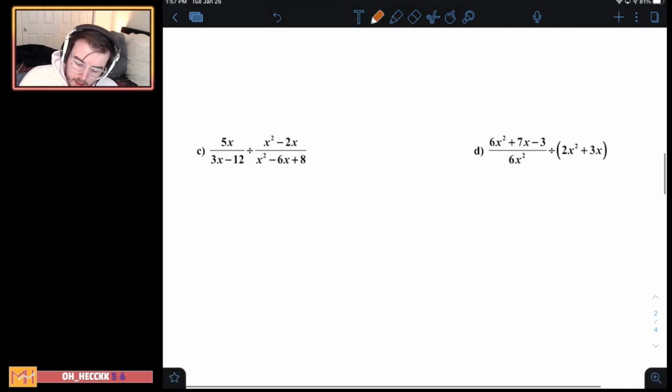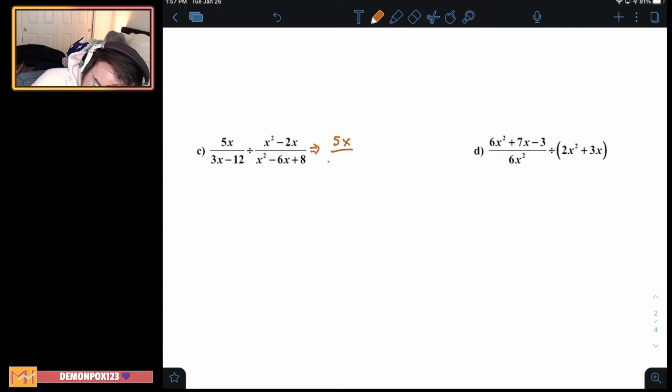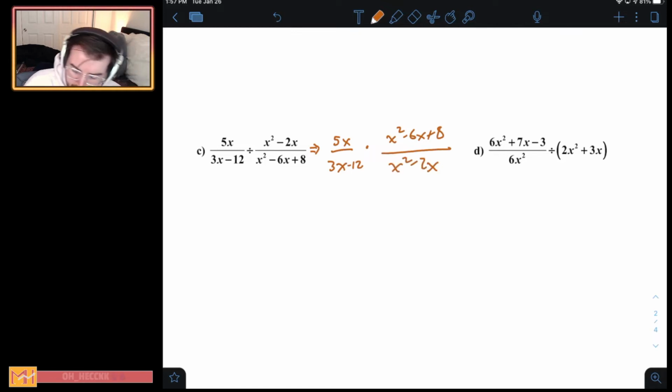Again, dividing by a fraction is the same thing as multiplying by its reciprocal. So this is the same thing as multiplying by x squared minus 6x plus 8 all over x squared minus 2x. And then you factor, and whatever's the same on top and bottom cancels out. We're doing the same thing over and over. Let me ask once again, what will the bottom of this fraction factor into?